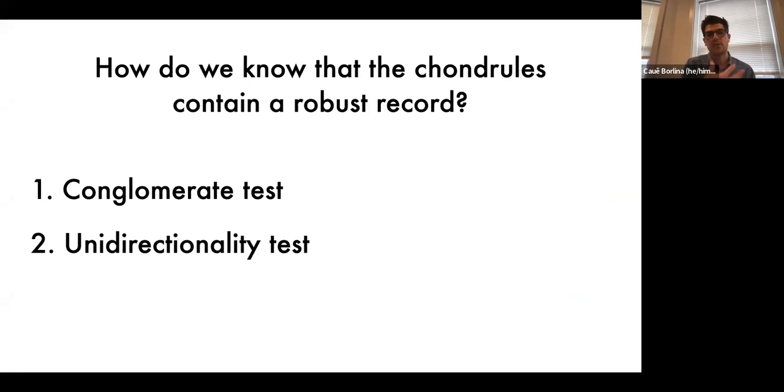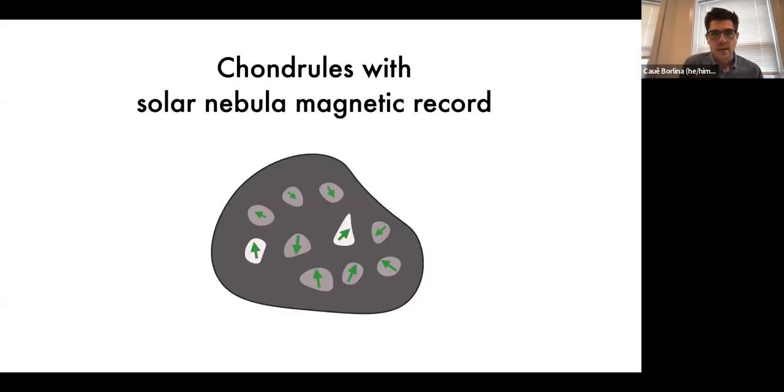And there's two tests that we can do with our samples that are essentially conducted in traditional paleomagnetic studies that we can kind of apply in micropaleomagnetism. And the names of the tests are the Conglomerate Test and the Unidirectionality Test. So let me talk a little bit about the Conglomerate Test first.